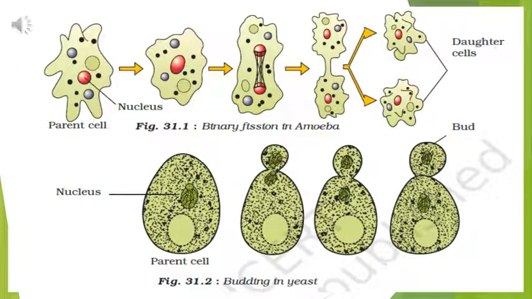Look at the given image which shows the actual process of binary fission in amoeba and budding in yeast cell. In binary fission, the parent cell is divided into two daughter cells, and in budding, the cell is divided into two daughter cells. We can say that when the parent cell multiplies by the process of asexual reproduction, two daughter cells are formed.